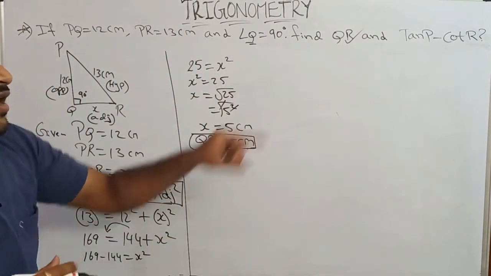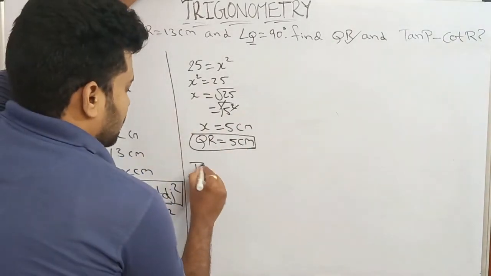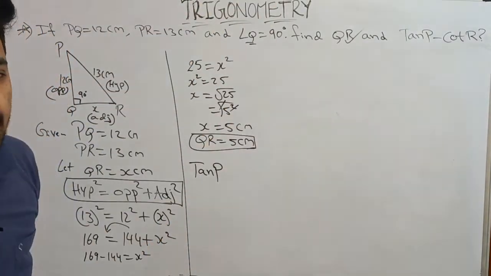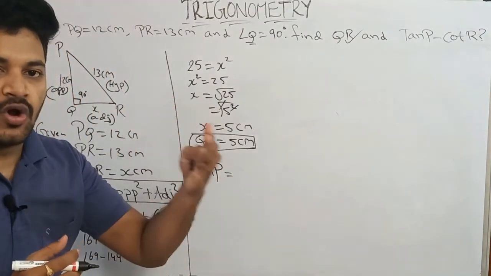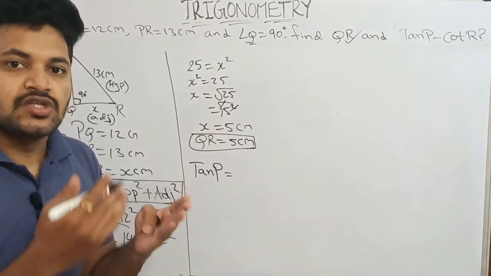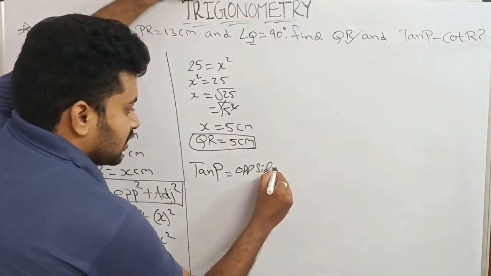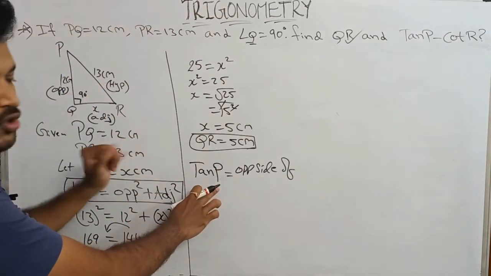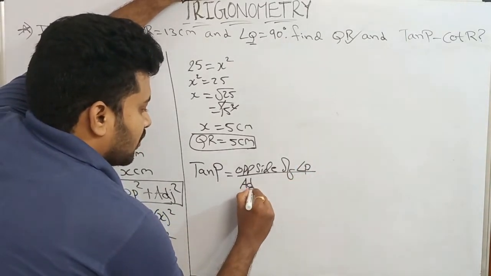And then what is second here? Tan P minus cot R. What is tan P? Just recall that formula. Sin, cos and the third one is tan. It is only dealing with opposite and adjacent. Hypotenuse is not involved here. So opposite by adjacent. Here tan P is there, not R. So opposite side of angle P by adjacent side of angle P.